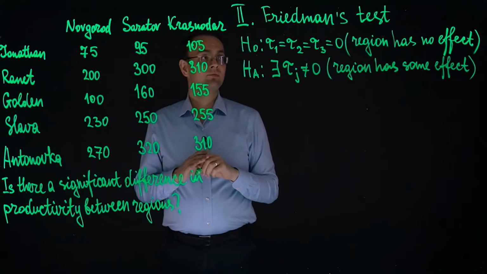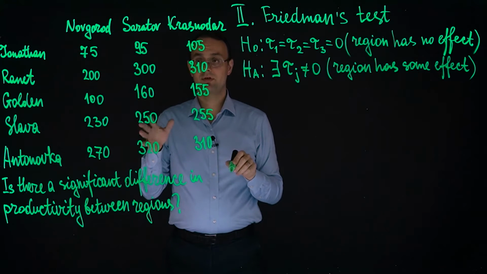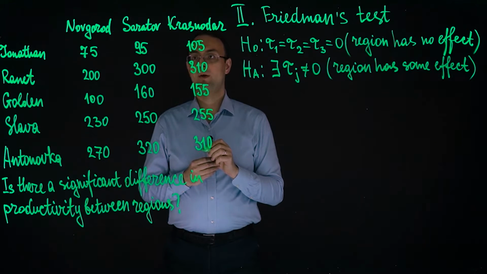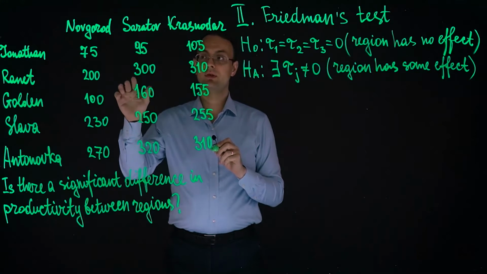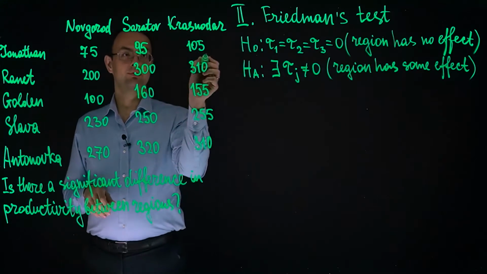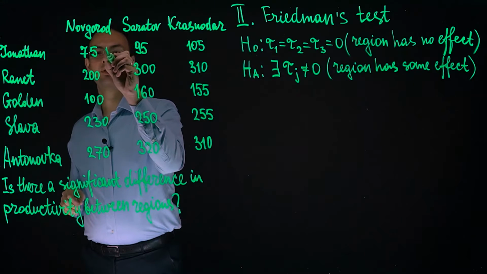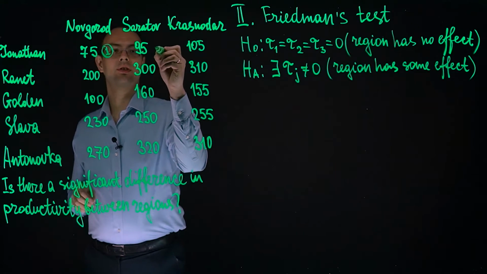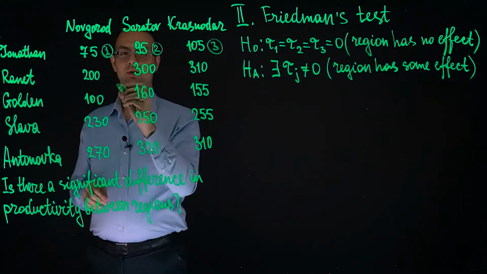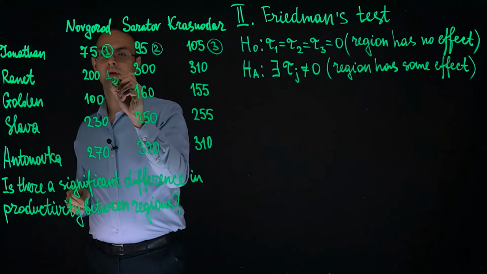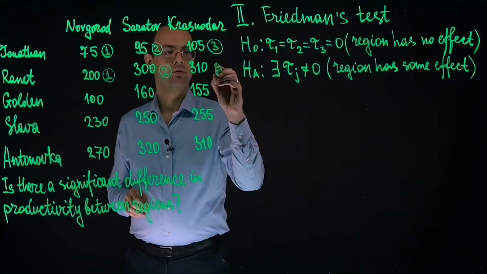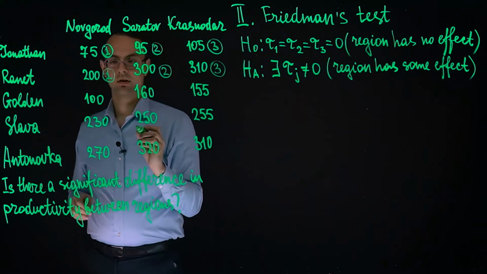So the first step is ranking. So we rank observations, but within the rows. So in the first row, this is the earliest one, this is the second one, this is the third one. In the second row, the same. 1, 2, 3.